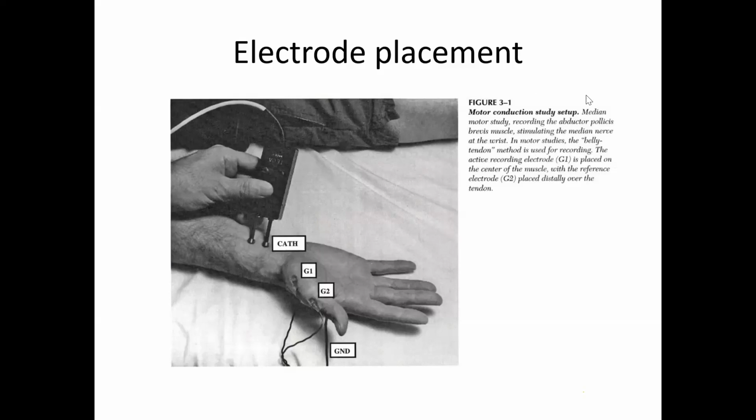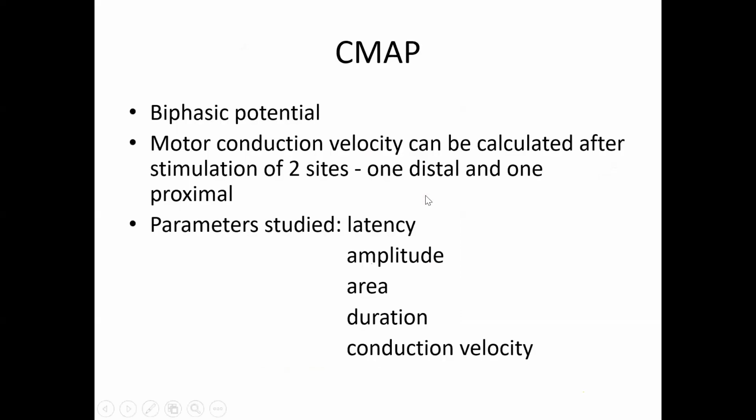In the median motor nerve study, recording from the APB, the median nerve is stimulated at the wrist over here. In motor studies, the belly tendon method is used for the recording. CMAP is usually a biphasic potential. Motor conduction velocity can be calculated after stimulation at two sites, one distal and one proximal. The parameters studied are latency, amplitude, area, duration, and conduction velocity.